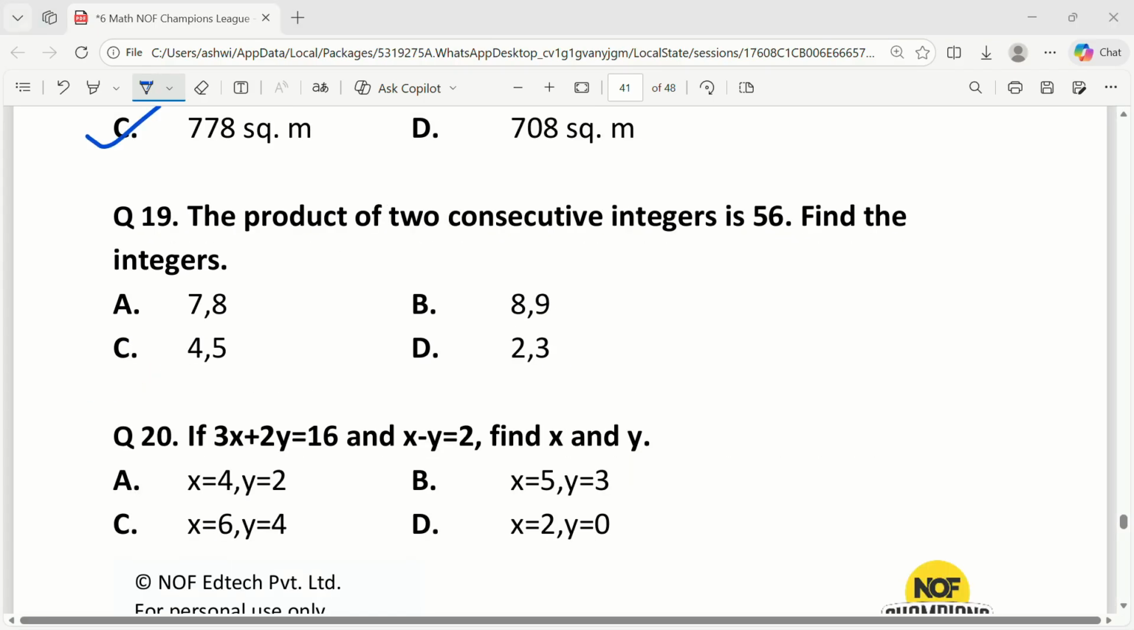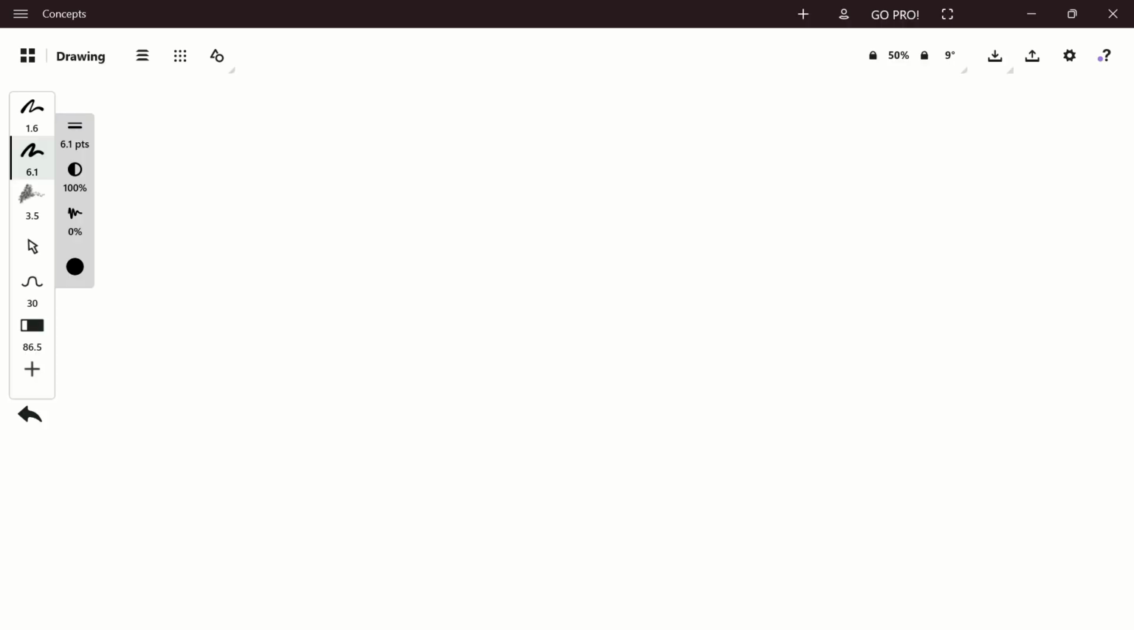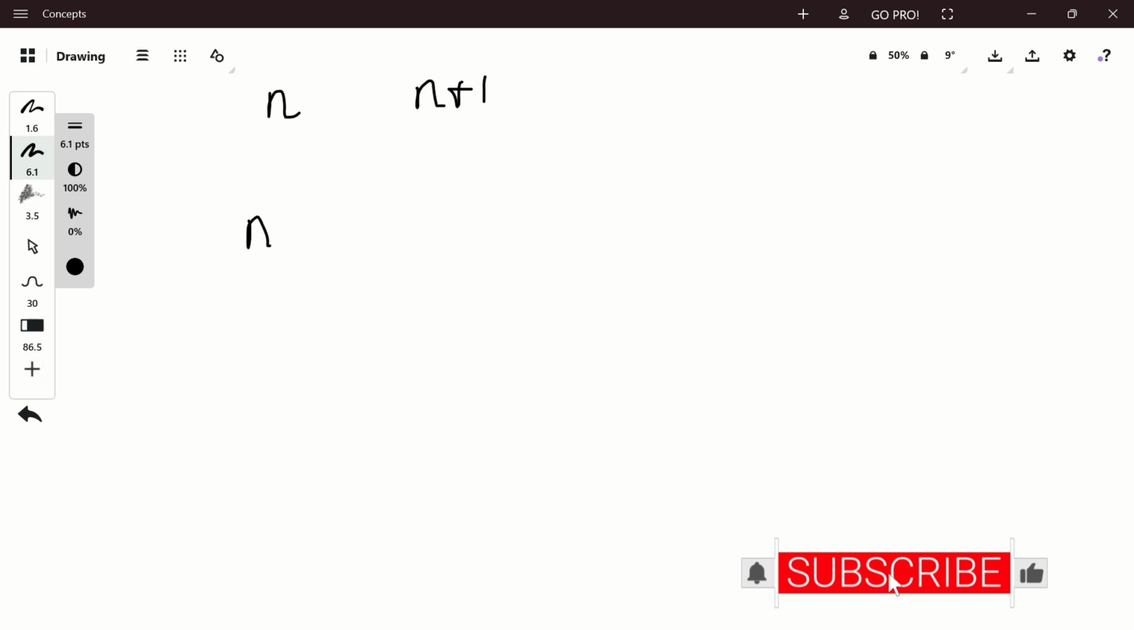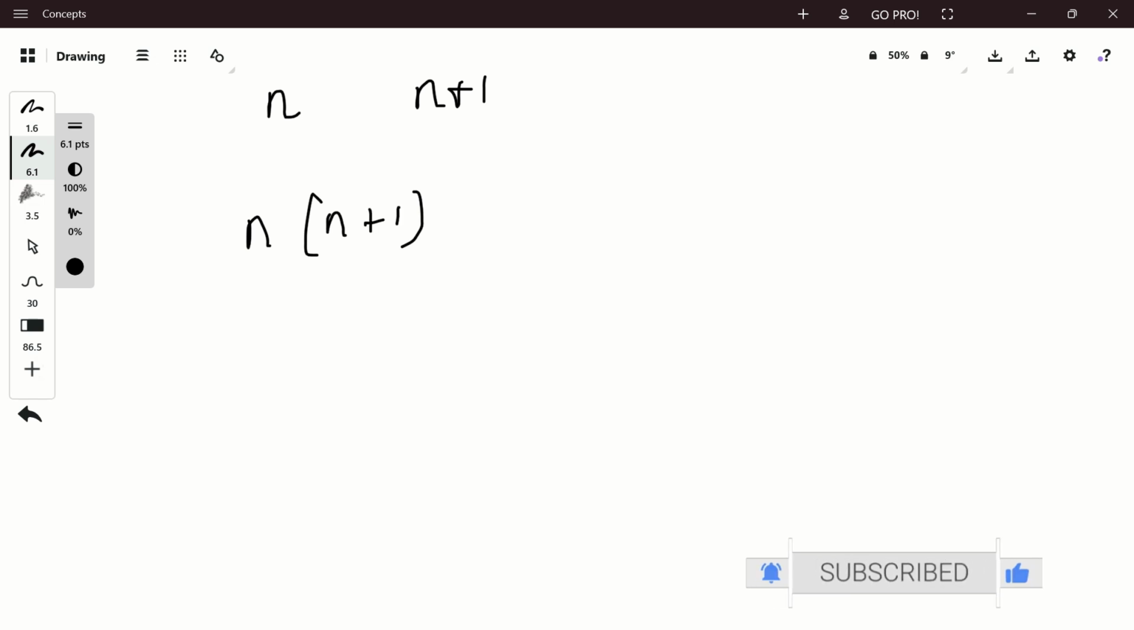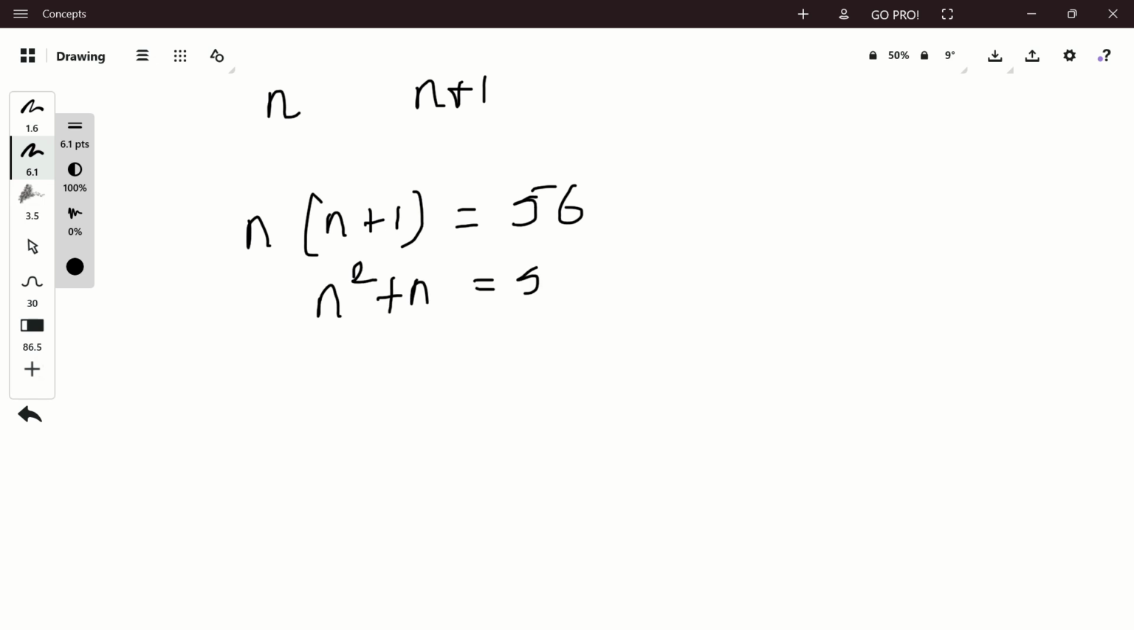Question 19. The product of two consecutive integers is 56. Find the integers. Let the two consecutive integers be n and n plus 1. The product is 56. That is n into n plus 1 is equal to 56. That is n square plus n is equal to 56. Factor the quadratic equation, that is n square plus n minus 56, which is equal to 0.